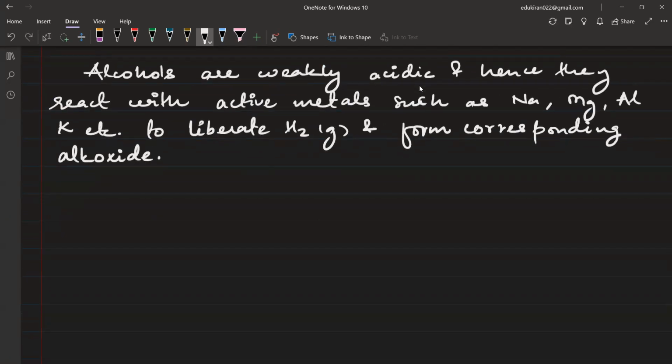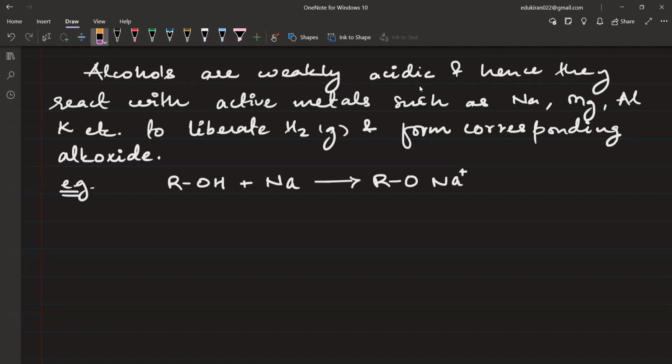Form corresponding alkoxide. For example, if you have ROH alcohol, and we have sodium. Sodium has a valency of what? Plus 1. So you will have Na plus, and to counter that we will have RO negative. 1 negative and Na positive. We generally don't show the negative and positive sign. We write it like this together, RONa.